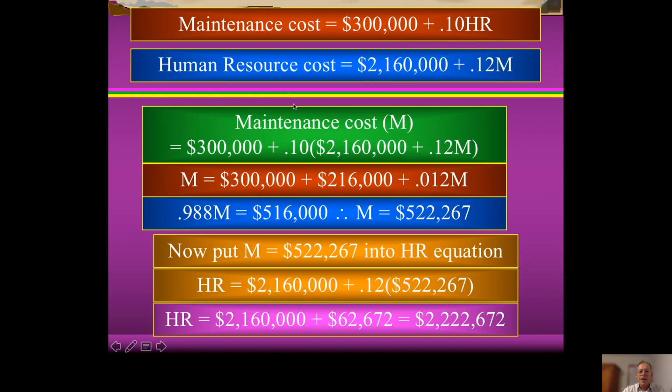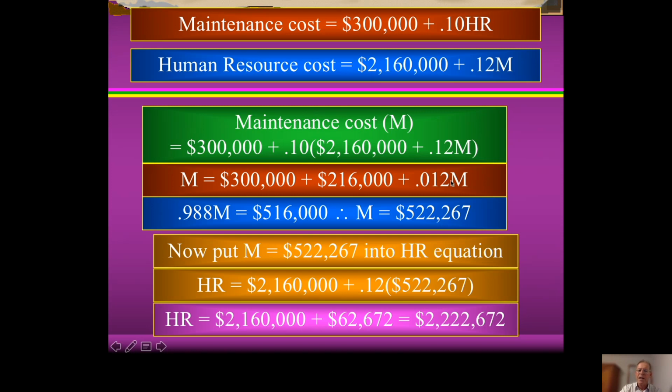So let's try that. The maintenance cost therefore will equal the 300,000 plus 10% of HR. And what is HR? It's that. So we plug that into the equation, and now we expand the bracket. Next step, expand the brackets. 10% of 2,160,000 is 216,000. 10% of 0.12 M is 0.012 M. So our full equation: M equals 300,000 plus 216,000 plus 0.012 M.